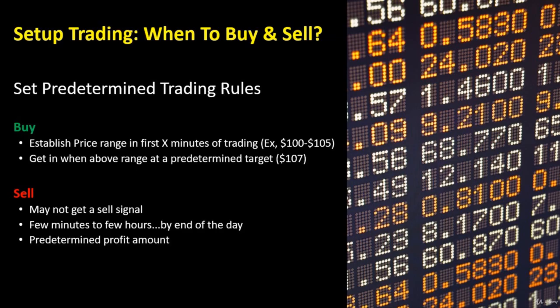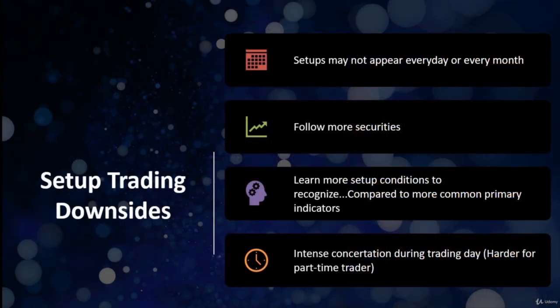But the whole idea is that you're seeing something that's got some momentum behind it. You're seeing the prices rise. You've gotten above the trading range. This is a real small look at individual candles. You're getting above the trading range, so let's say in this example to 107. You're buying. You're watching it go up a little bit further, a predetermined amount. You sell. You take your profit. So setup trading is not for everybody, and there are some definite downsides to setup trading too.